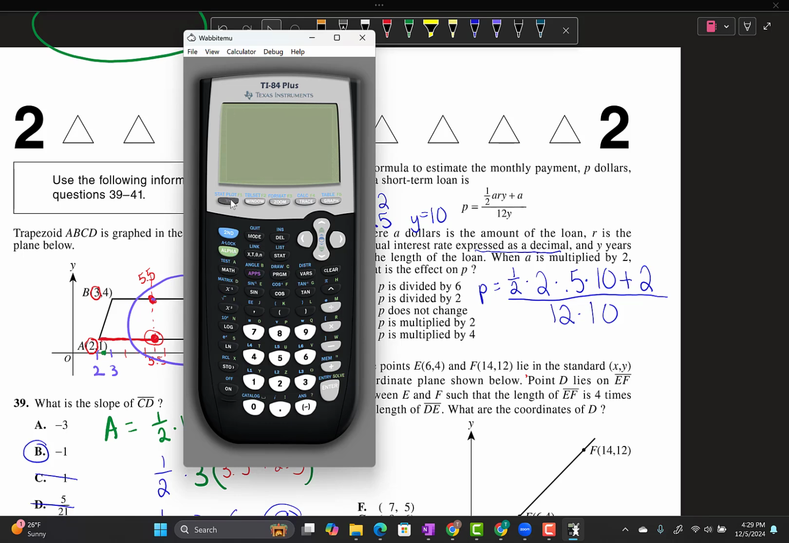All right, so let's try it out. On top, it's 0.5 times 2 times 0.5 times 10 plus 2. On the bottom, it's 12 times 10, which is 120. All right, do all that, and I get 0.058 for P.